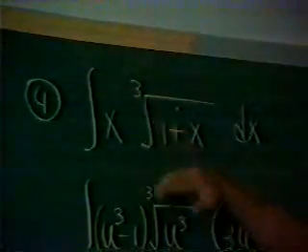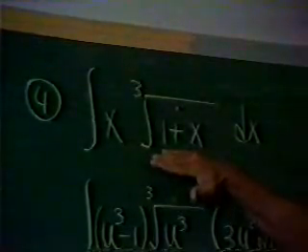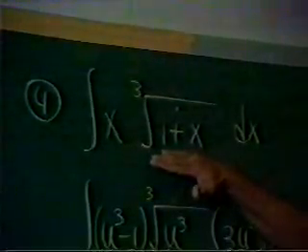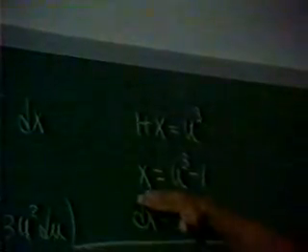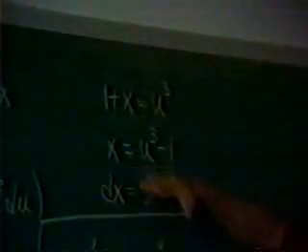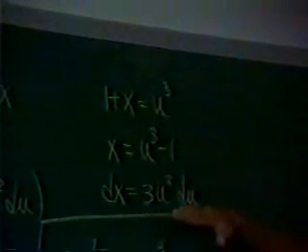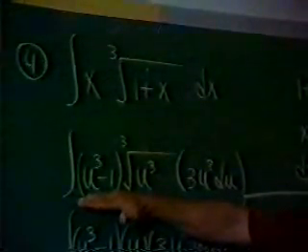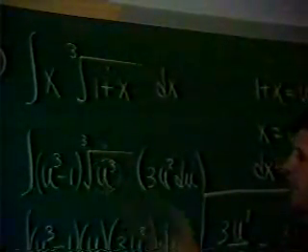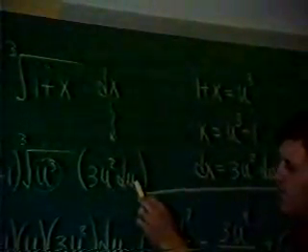We have the third root involved, so we want something to replace 1 plus x that has a perfect third root. So the natural choice would be 1 plus x is equal to u to the third power. That says x would be u to the third power minus 1. That says dx would be 3u squared du. Making the substitutions: in place of x, u to the third power minus 1. In place of 1 plus x, u to the third power, we're going to be taking its third root. In place of dx, 3u squared du.